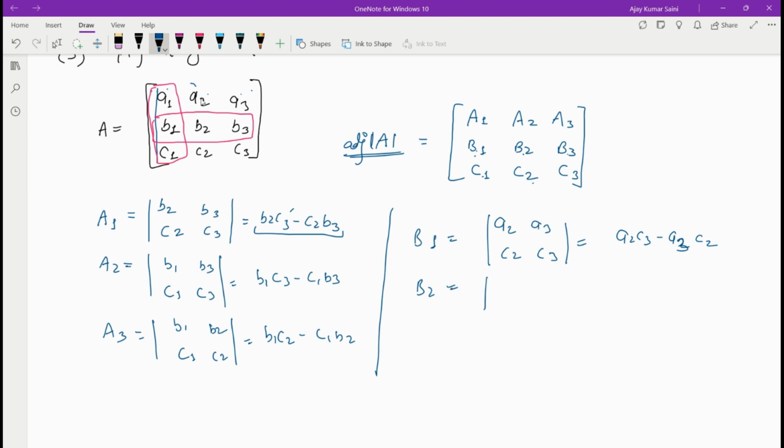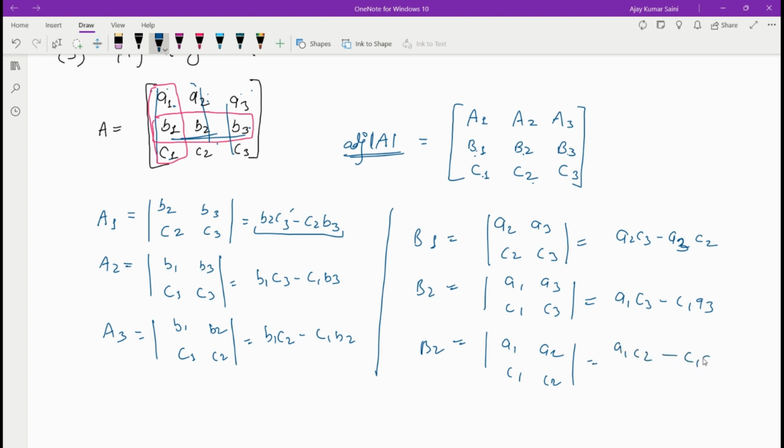Similarly I can find b2 directly. Okay. So see here, this and this. So a1, a3, c1, c3, a1 c3 minus c1 a3, and for b3 this and this. Now this we can do. Okay. a1, a2, c1, c2. So it is equal to a1 c2 minus c1 a2.